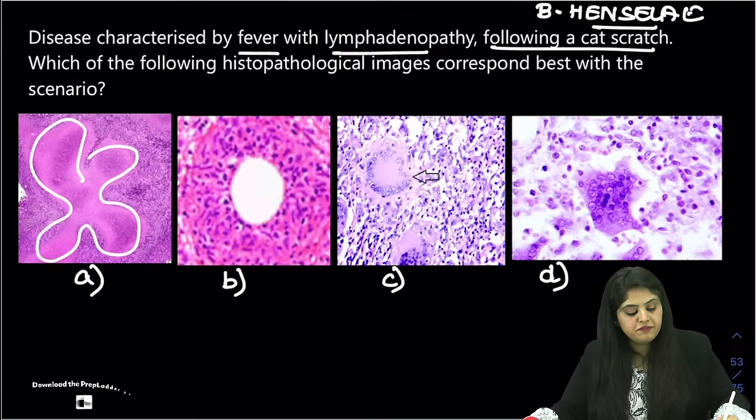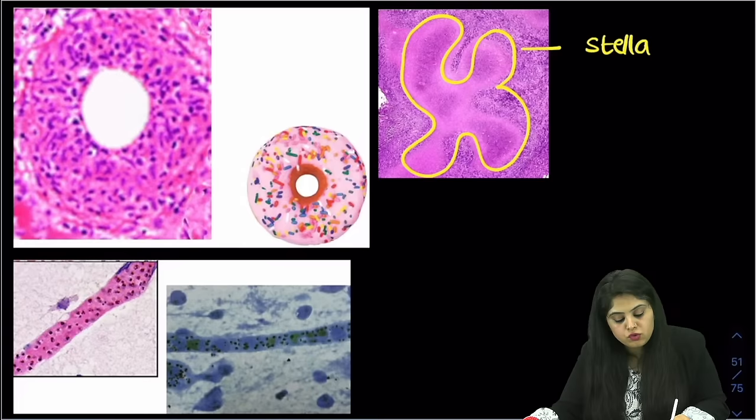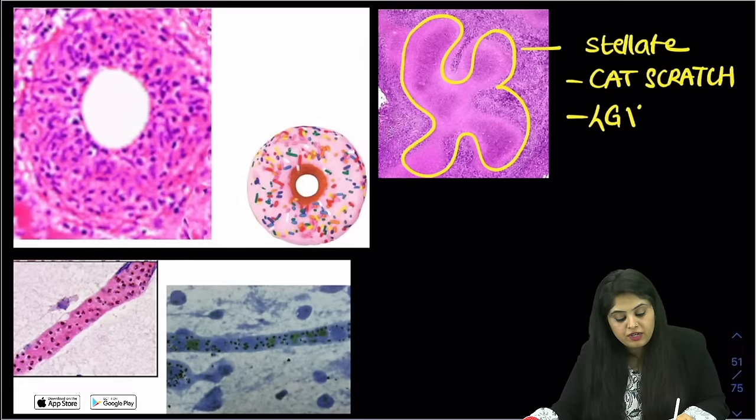Exactly. So now, if I show you all the different shapes of a granuloma that are there, we'll quickly revise. So this one, like you told me, stellate. Stellate granuloma is seen in two situations. Number one was the cat scratch disease. There's another one, guys: cat scratch disease and lymphogranuloma venereum. Two conditions, cat scratch and lymphogranuloma venereum.